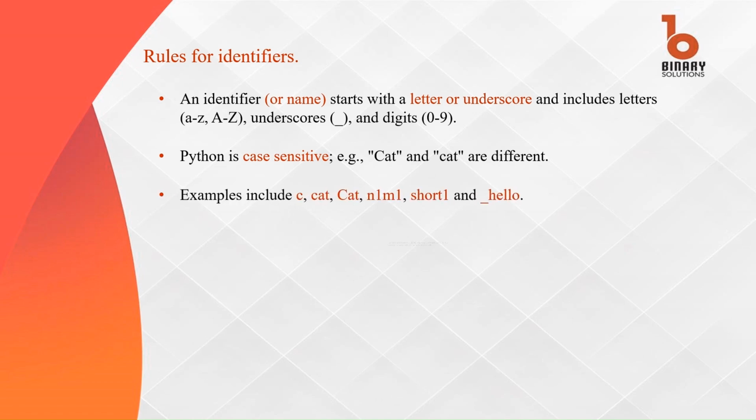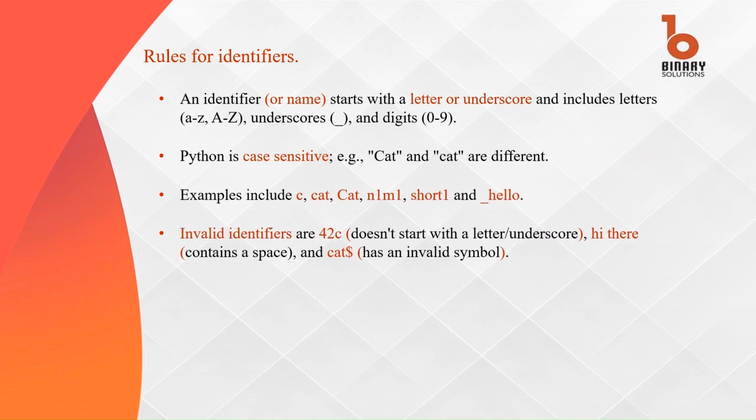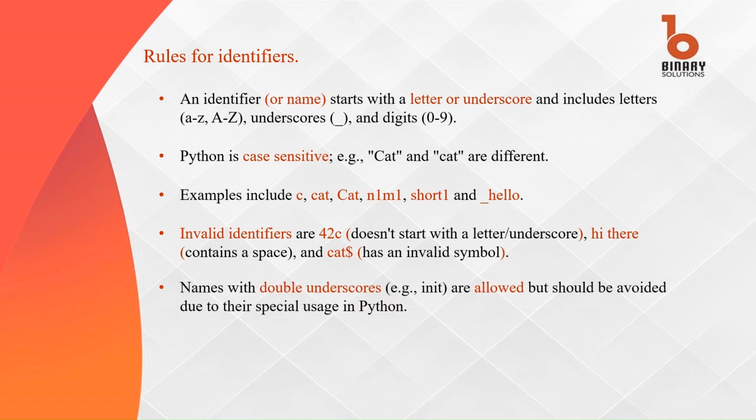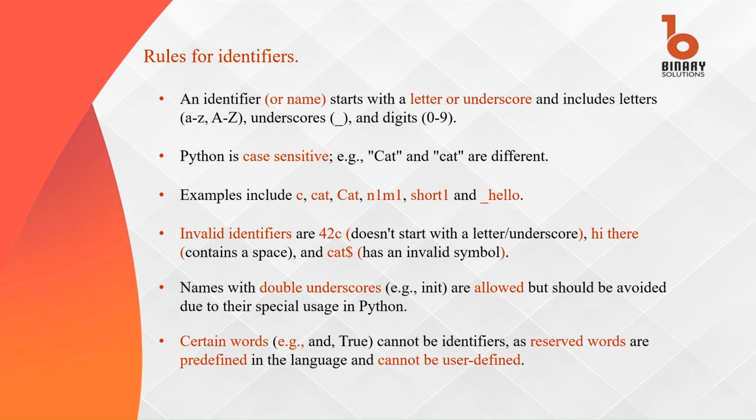Invalid names include those starting with digits, like 42C, or containing spaces or special symbols. Double underscores are allowed, but should be avoided for regular variables due to their special meaning in Python. It's recommended to use descriptive names like temperature or age for clarity. Reserved words like True or and cannot be used as variable names.